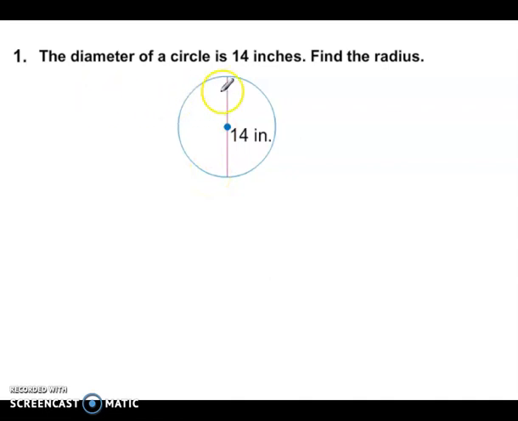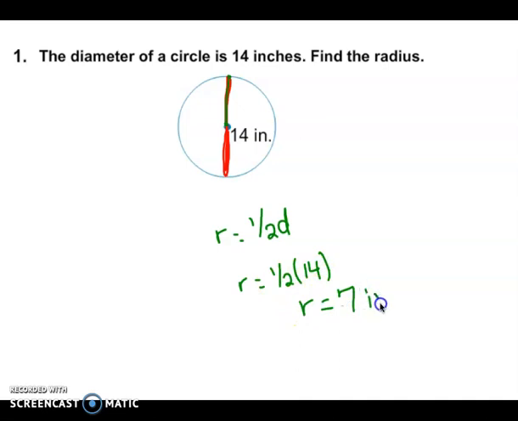The diameter cuts the circle directly in half, okay? So the diameter is this line I am drawing in red. The diameter cuts it directly in half, and the radius just goes from the outside of the circle to the center. So the radius is half of the diameter. So in this case, if the diameter of the circle is 14, we would do 1/2 of 14, and the radius is 7 inches. Okay, radius is half the diameter.